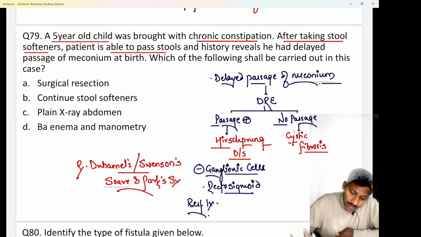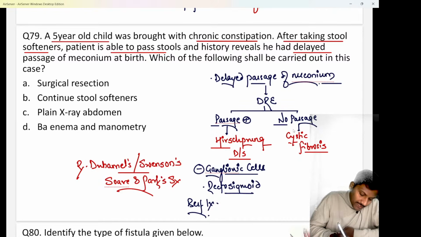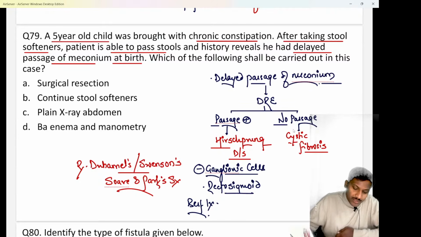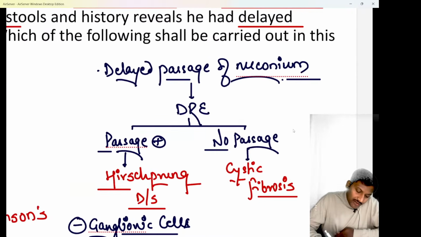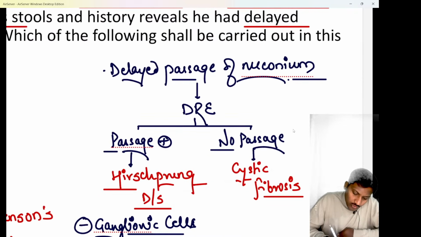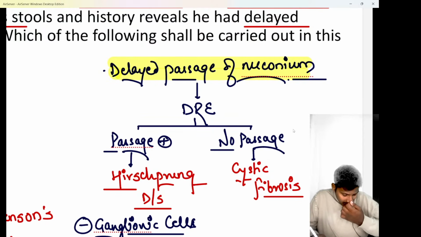History reveals that the child also had a delayed passage of meconium at birth. Which of the following shall be carried out in this condition? So I hope all of you are quite aware. Whenever they say no passage of meconium at birth, or delayed passage of meconium at birth, in those conditions, what do we do?